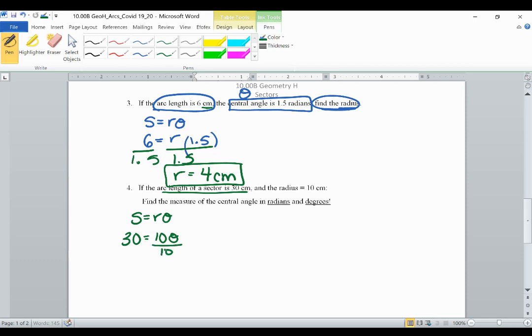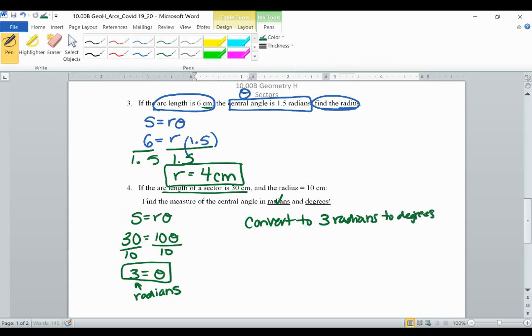So we're just going to divide both sides by 10, and we get theta equals 3. But that, because the formula only works in radians, you get out radians as well. So theta is 3 radians. So we've done that. Now I want you to also find the answer in degrees. So you first have to always find it in radians, then convert to degrees. So you're going to convert 3 radians to degrees.